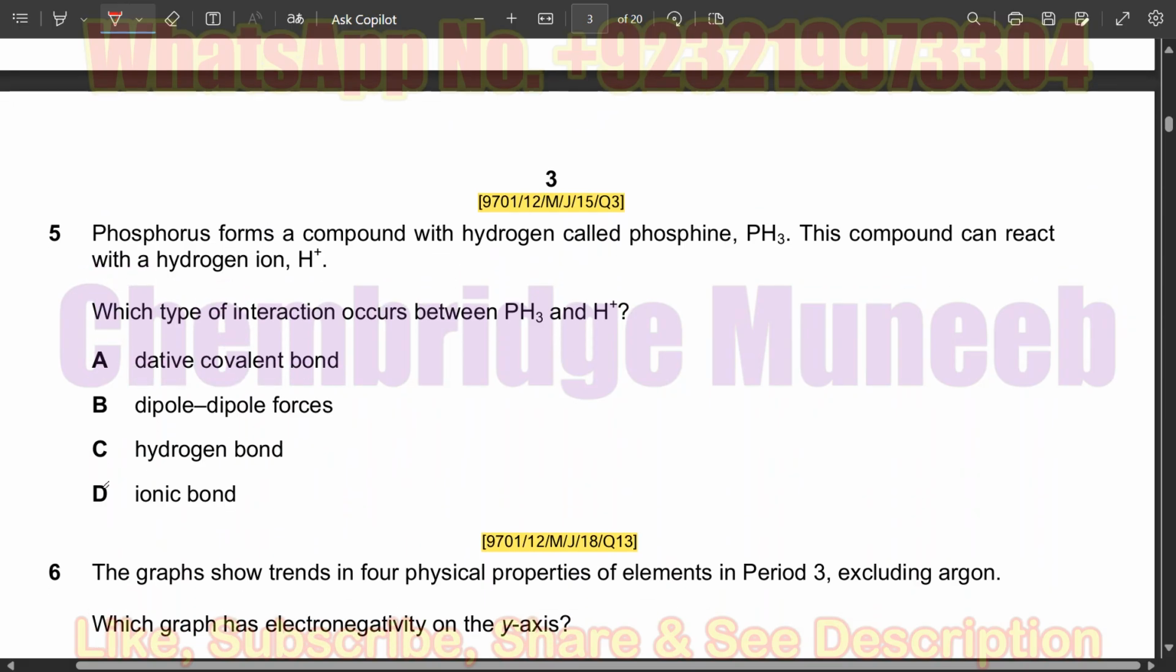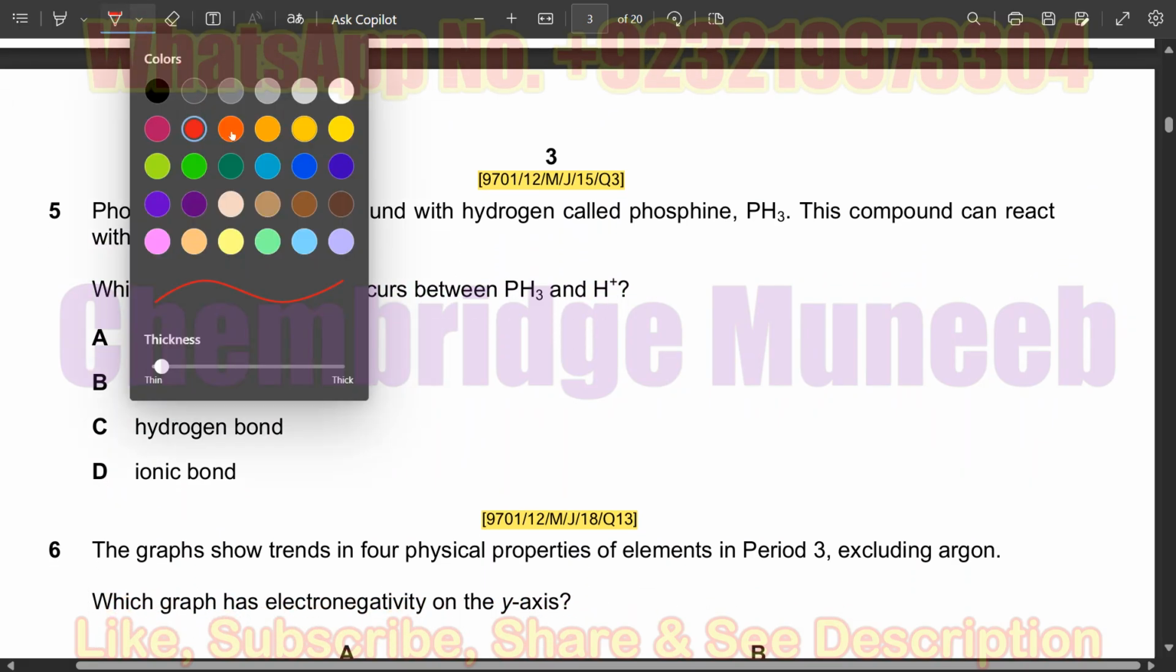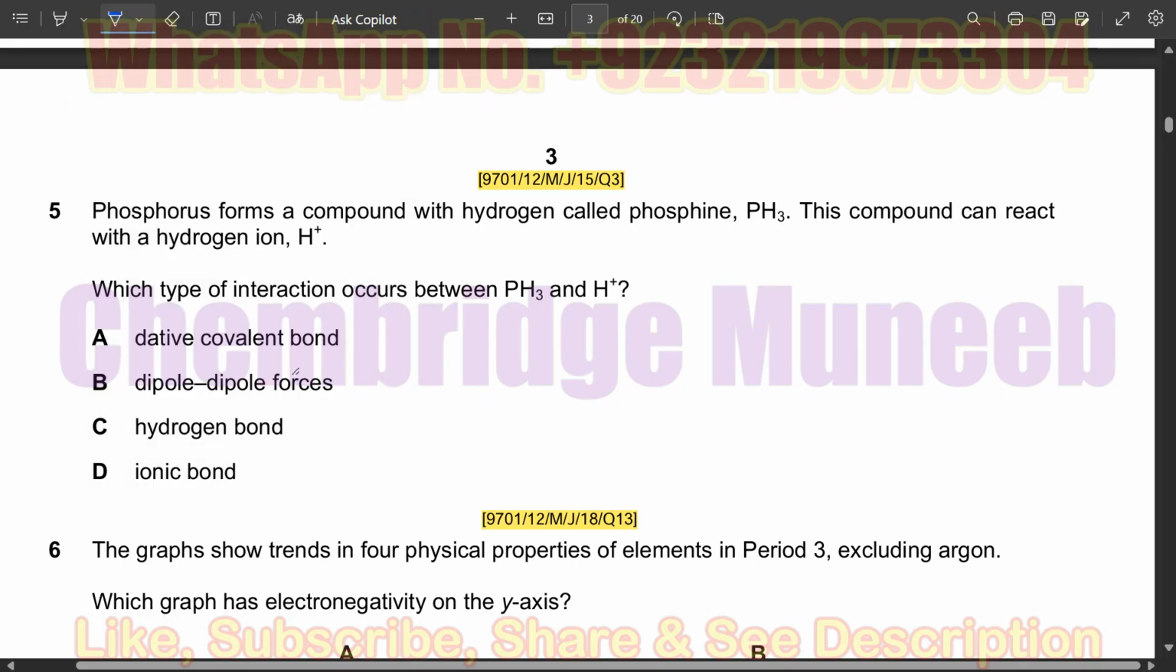This question is repeated from the past paper. You can also watch a video on this question by any other student or teacher. This question says phosphorus forms a compound with hydrogen called phosphine, PH3. This compound can react with the hydrogen ion. Which type of interaction occurs between PH3 and hydrogen ion?